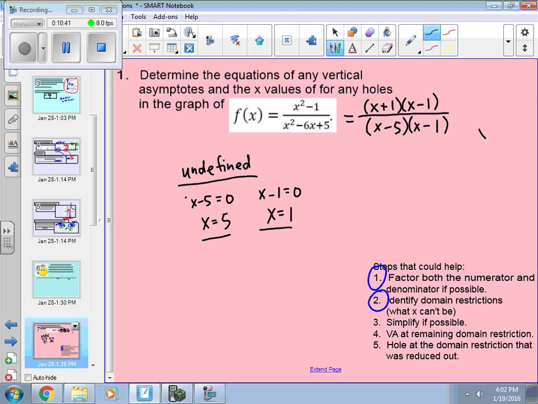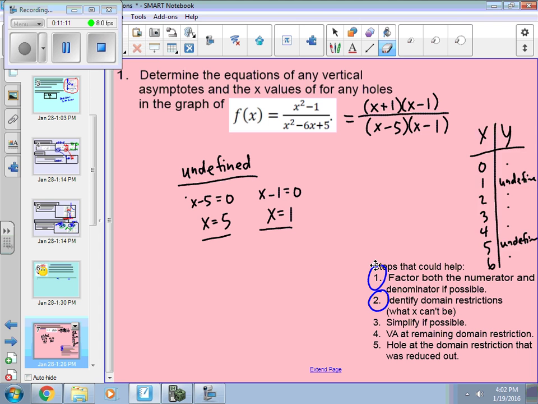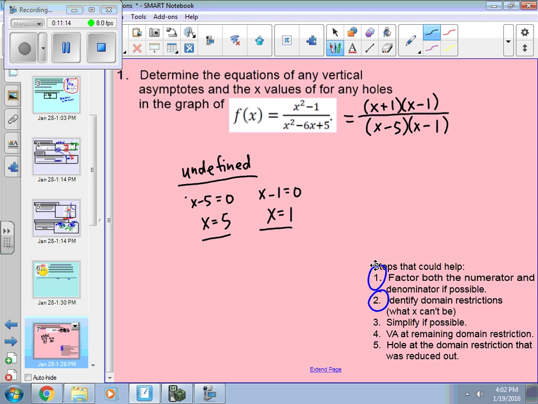If you were to graph this on a calculator, what you would see is that when you look up the table on these ones, at both 1 and at 5, it wouldn't have a value. It would say undefined for these two. There would be no value in there. The other ones would all have some kind of number associated with them, but on those two, you'd see it's undefined. So now we've got the two numbers. We just have to figure out what's happening at those two numbers. Are they going to be asymptotes or are they going to be holes?